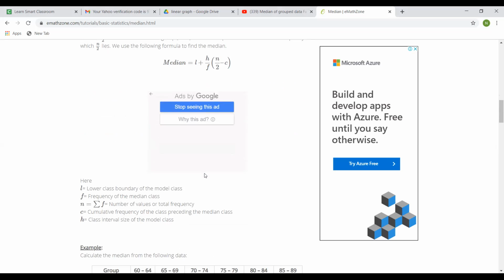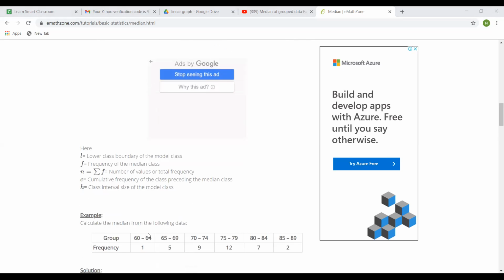Now, the description of the formula. L is the lower class boundary of the median class, the lower class boundary or lower class limit. Median class means the class in which the median of the data exactly lies. F is the frequency of the median class, and n is the total number of frequencies, the number of values, denoted by sigma f or n. C is the cumulative frequency of the class preceding the median class. H is the size of the class interval.